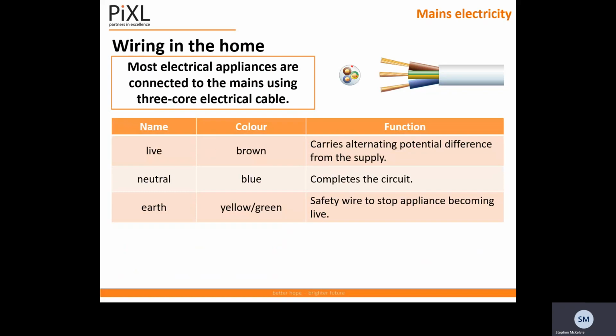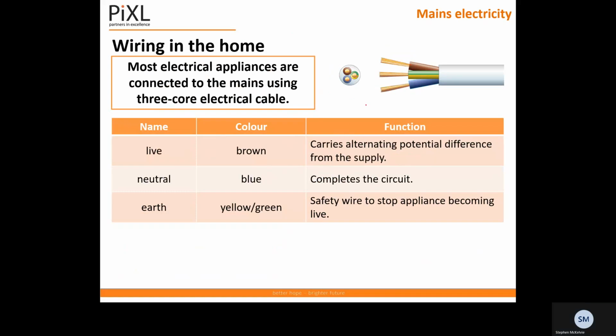The live carries alternating potential difference from the supply, usually at 230 volts. So we've got 230 volts here in this little wire. Neutral completes the circuit. So my alternating potential difference, my electrons will flow through this into whatever component I have, and then they'll flow back out through the blue wire. But because this component has had work done to it, usually about 230 joules per coulomb, the amount of voltage in my blue wire is 0 volts.